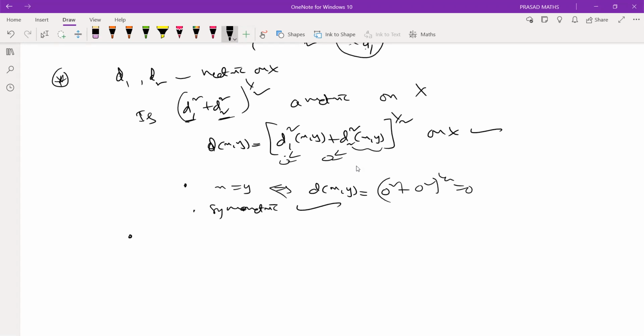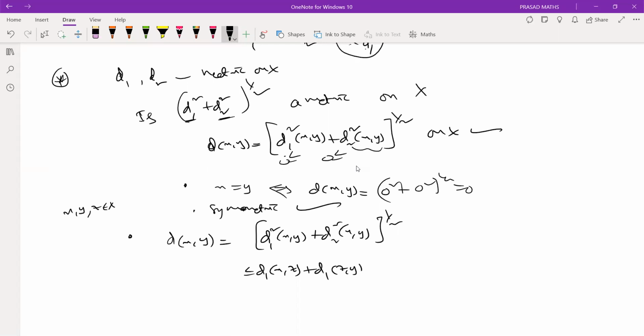So what about the triangle inequality? This is non-trivial. You start with three elements x, y, z belonging to X. What is d of x comma y? It is (d1 squared of x comma y plus d2 squared of x comma y) whole power 1 by 2. Since d1 is a metric, d1 of x comma y is less than or equal to (d1 of x comma z plus d1 of z comma y) whole squared. Similarly, d2 is also a metric, therefore d2 of x comma y is less than or equal to (d2 of x comma z plus d2 of z comma y) whole squared, whole power 1 by 2.